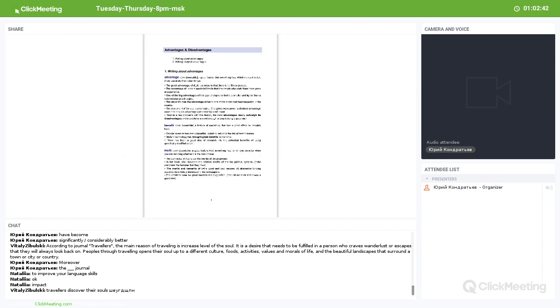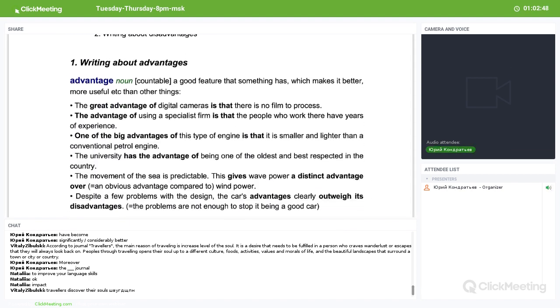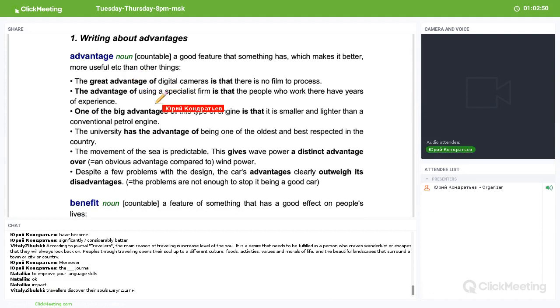Okay, let's look at some other expressions to talk about advantages and disadvantages. So the great advantage of something is that; the advantage of using a specialist firm is that the people who work there have years of experience. Or one of the big advantages of this type of engine is that it is smaller and lighter than a conventional petrol engine. Or the university has the advantage of being one of the oldest and best respected. So you can say something has the advantage of being, right?